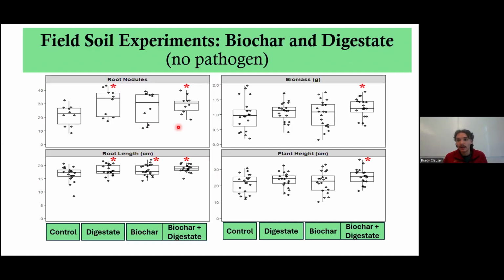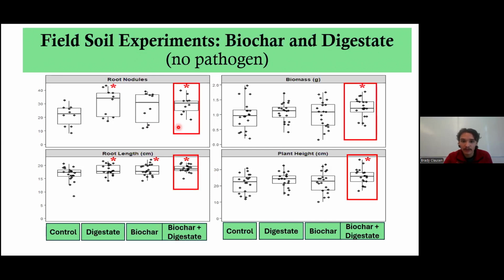Moving to the right, we have biomass. Bottom left, we have root length. And in the bottom right, we have plant height. So we're looking at this idea of biochar and digestate on early plant growth, no pathogen present. And what we found is that when we have biochar and digestate, we can improve the root nodules, the biomass, the root length, and the plant height. So biochar plus digestate amendment together really resulted in overall the greatest significant increase in these plant growth measurements.